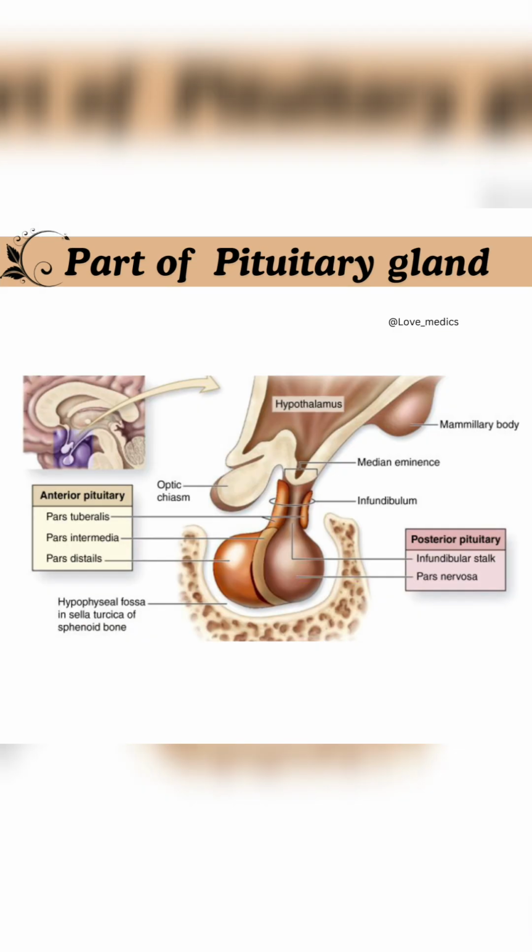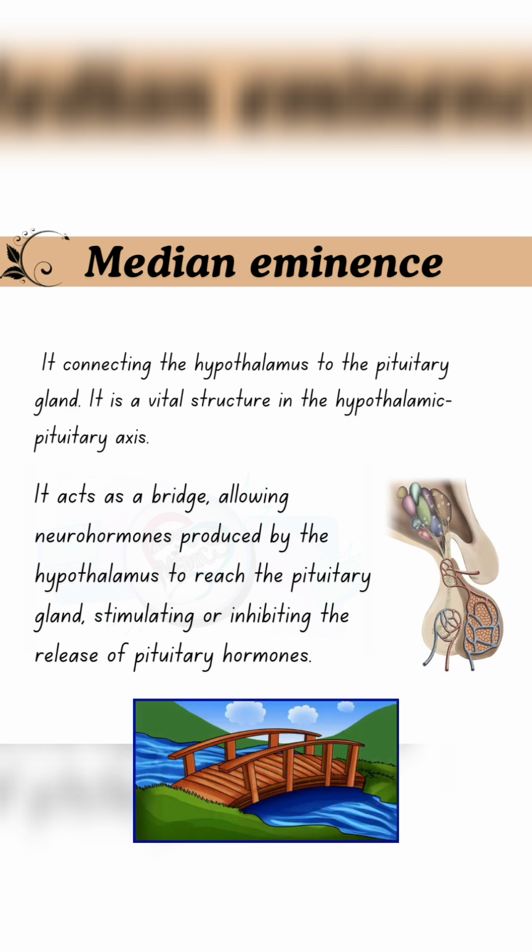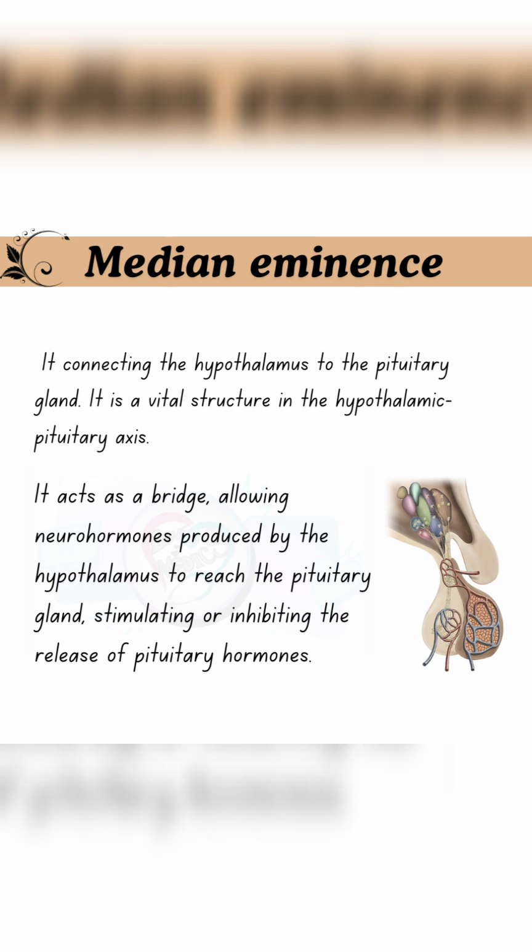Median eminence. It connects the hypothalamus to the pituitary gland. It is a vital structure in the hypothalamic and pituitary axis, which means the hypothalamo-hypophyseal axis. It acts as a bridge, allowing the neurohormones produced by the hypothalamus to reach the pituitary gland. These hormones stimulate and inhibit the release of pituitary hormones.